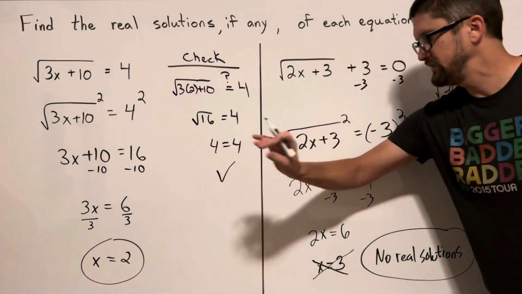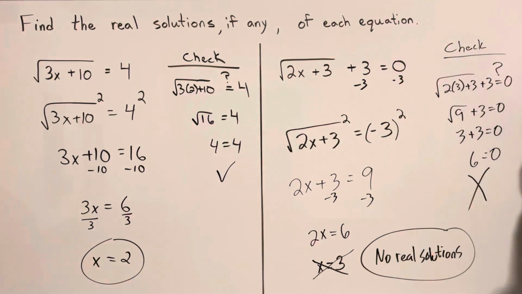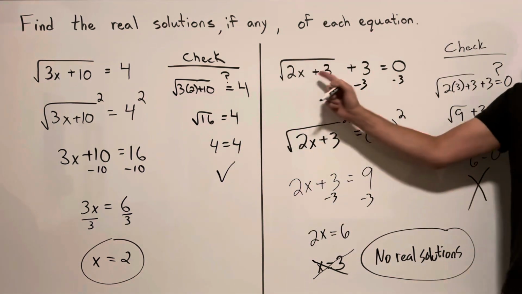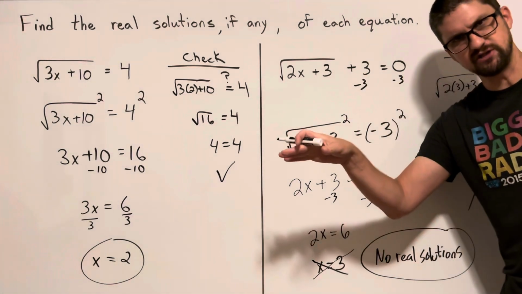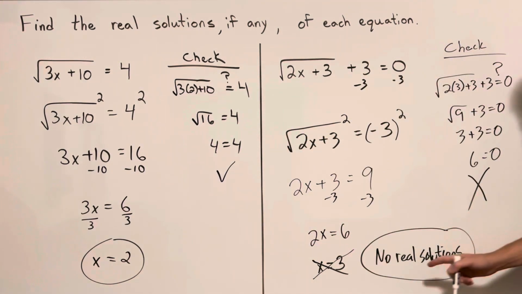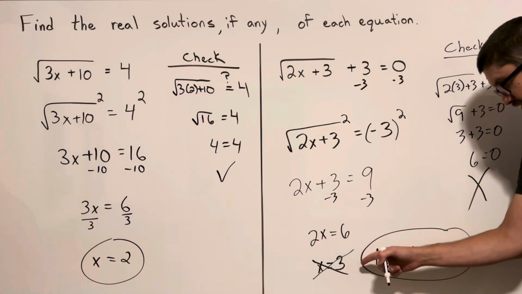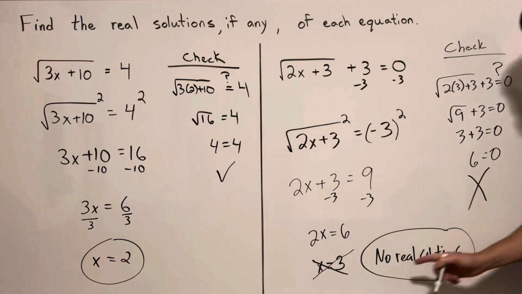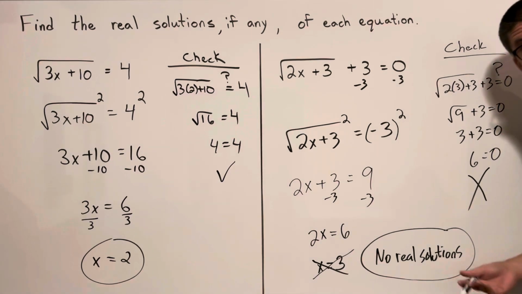So the first one we have a solution, it's 2, and it checked out. But this next one, as soon as you get a square root equal to a negative number, you can stop right there and say there's no real solution. But if you do go through it and get a 3, that's not the answer. Check it, it didn't work. So the answer to this one is no real solutions. There you go.